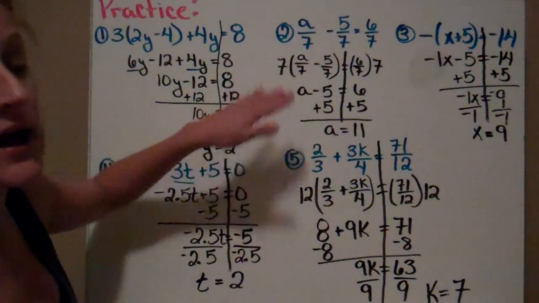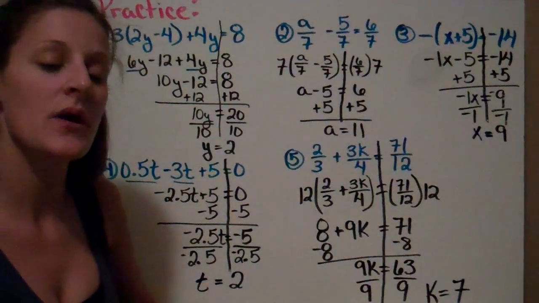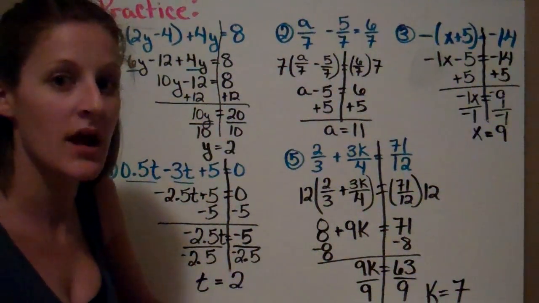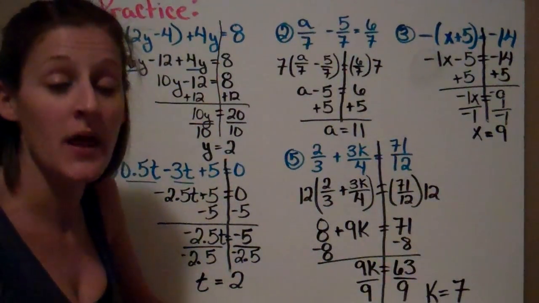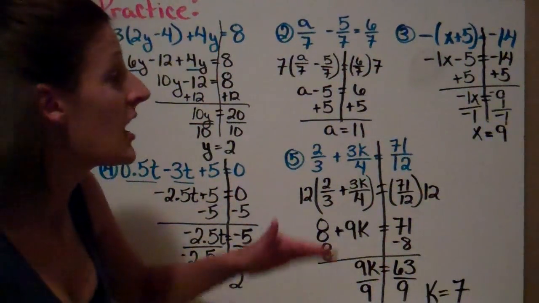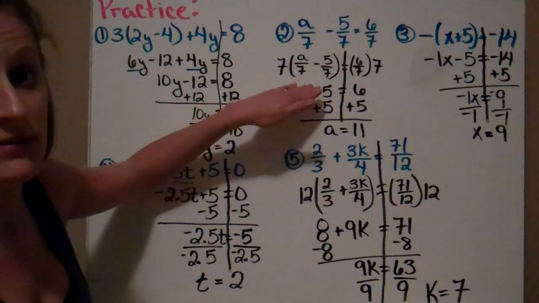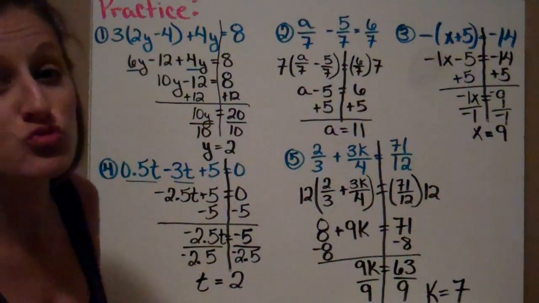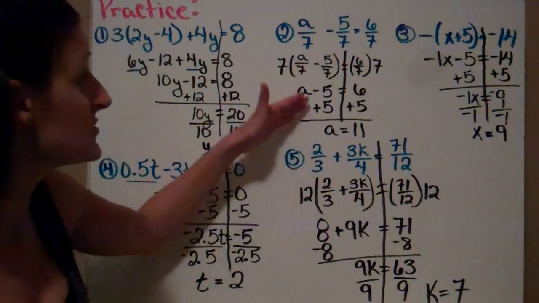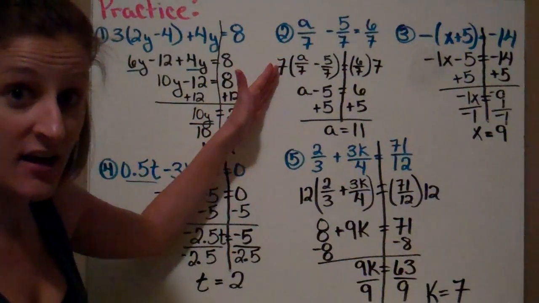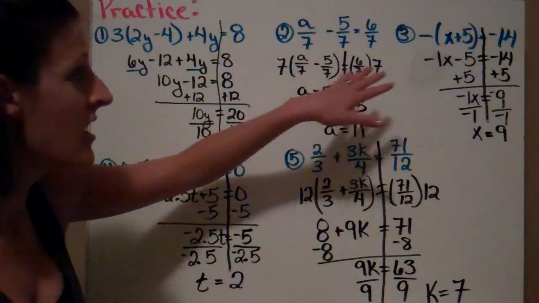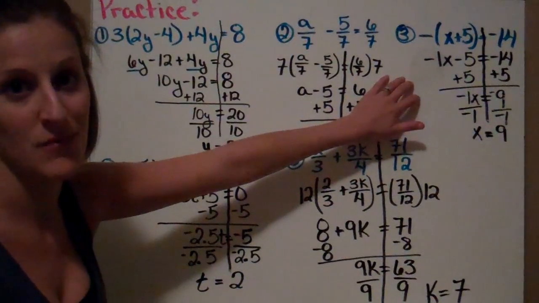Now the second one, I have fractions. Easiest way to get rid of a fraction, or kind of simplify it, is to multiply it by the common denominator. Now all of these have a like common denominator of 7. So it's really easy to do. All I need to do is multiply the left side of the equation by 7, everything, and the right side of the equation by 7.